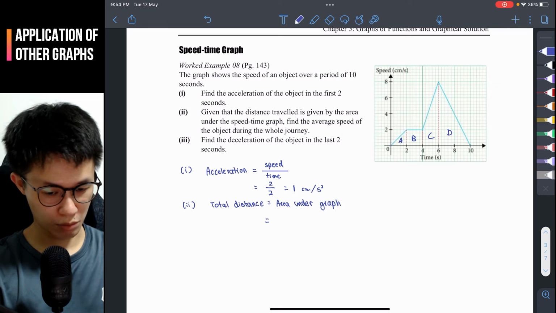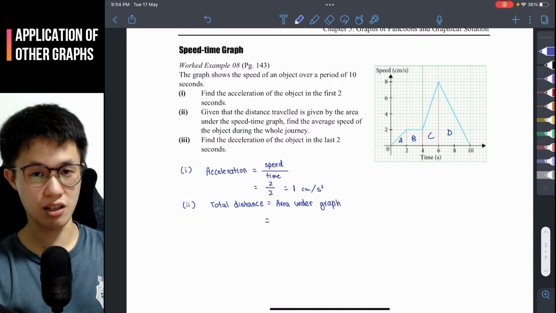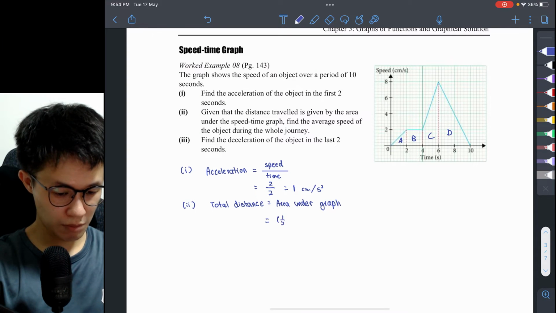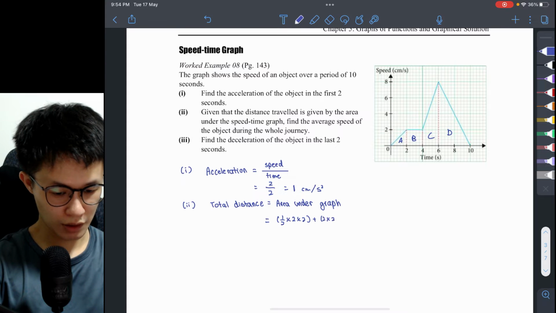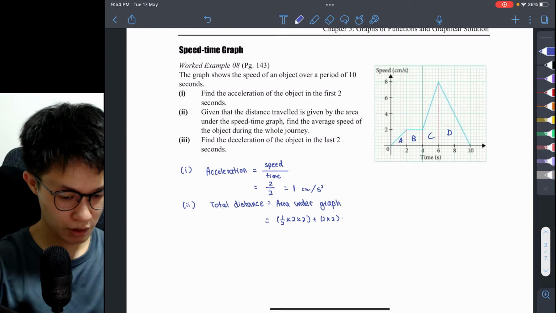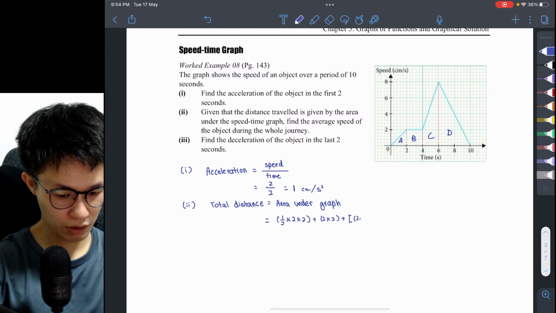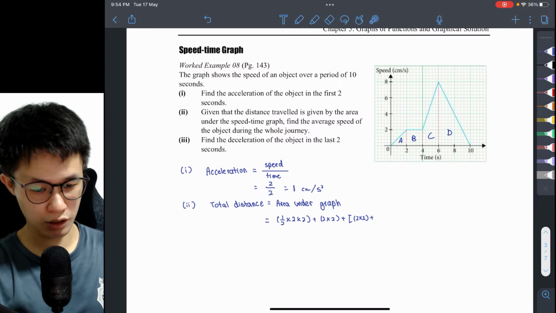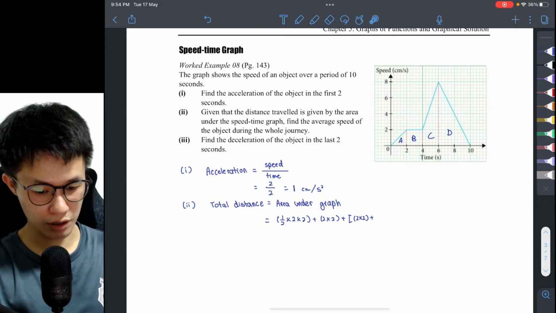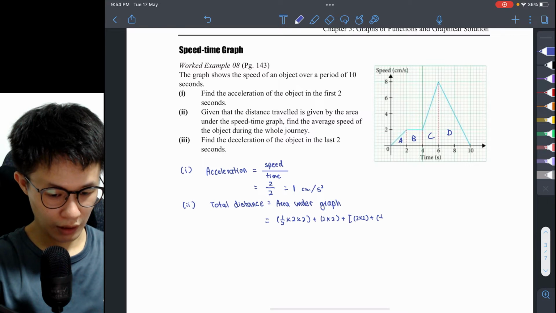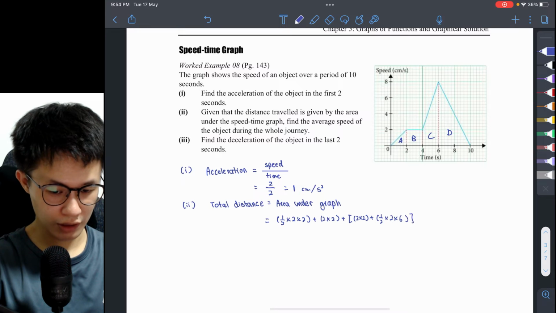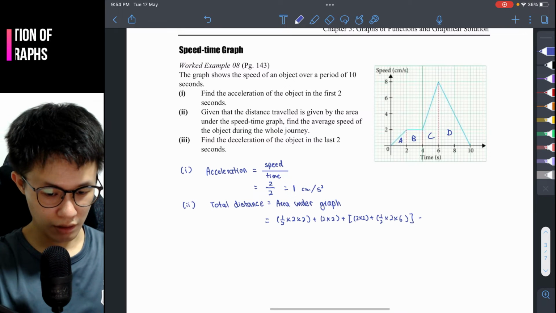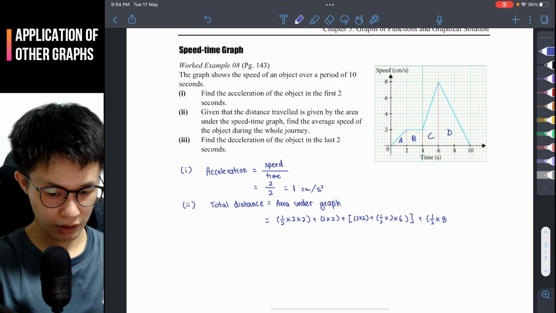So I'm going to just do this. The shape A is in the form of a triangle, so that's half times the unit length here, half times 2 times 2. B is just 2 times 2, it's a square. C is made out of 2 things, so you need to add both. One is the square, 2 times 2, plus the bigger triangle here, which is half times 2 times 6. And finally, D, which is the larger one, is half times 8 times 4.